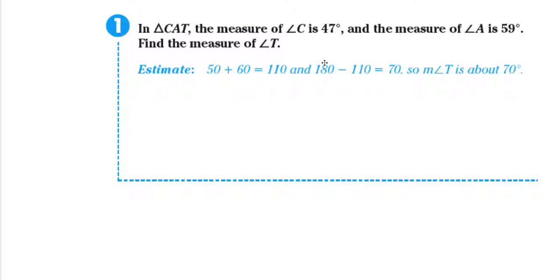And since the total sum of the angles is 180, we subtract 110. So it's around 70. So the measure of angle T is about 70 degrees. Okay, let's find out the true measure of angle T.